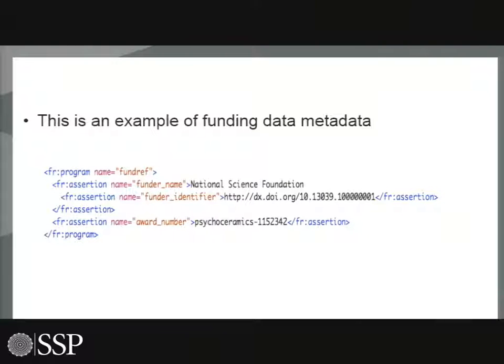So this is an example of the funding data metadata. And it's pretty simple. It's basically the name of the organization and the identifier. The identifier is not a mandatory field. You can submit this data with just the name, but we really want the identifier to be supplied. And in this case, I'm showing an award number as well being submitted. That's basically the 3 pieces of information that we're after.